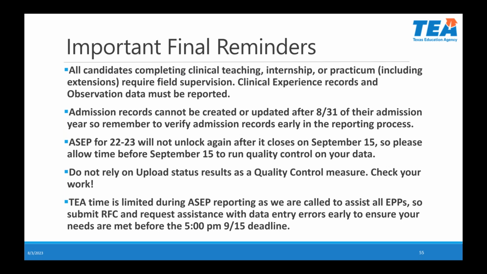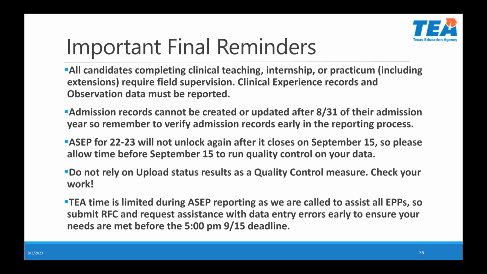Bullet 2 says, admission records cannot be created or updated after August 31st of their admission year. So remember to verify admission records early in the reporting process. This should not be a problem because admission records are required to be created within 7 days of the candidate's formal admission date. Note here, for a candidate admitted in the last week of August, an admission record can be created after August 31st and up to 5 p.m. on September 15th when ASEP locks.